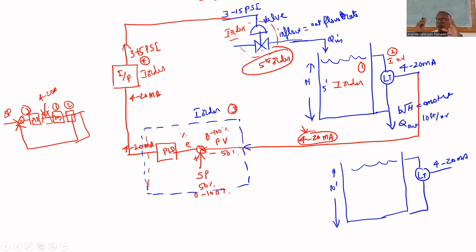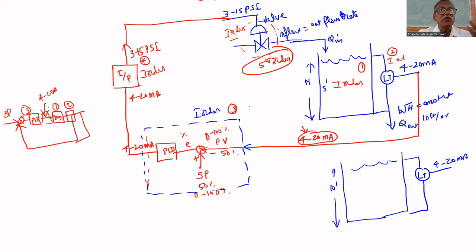So a level process, if you see the level process alone, mathematically it is first order. But in practice you cannot control that alone. You need a level transmitter, you need a controller, you need an I2P, you need a valve. If you connect all these things in series, then it becomes fifth order. So it is a fifth order process.